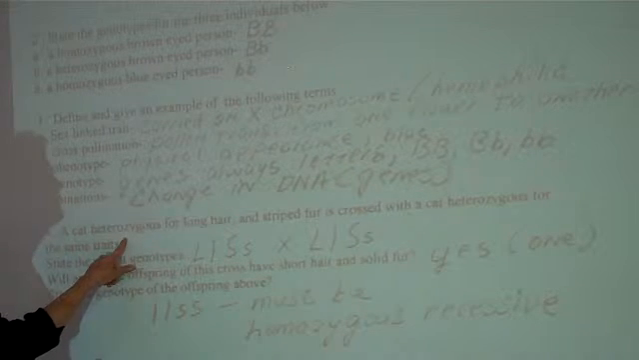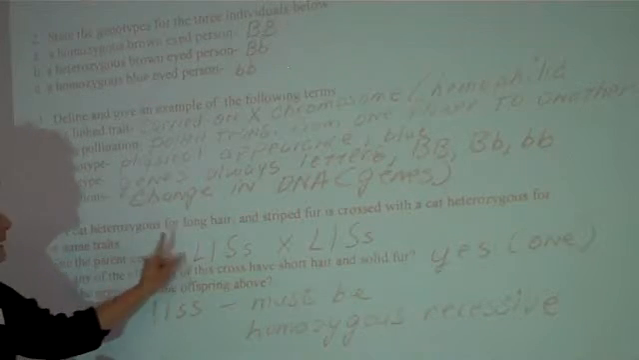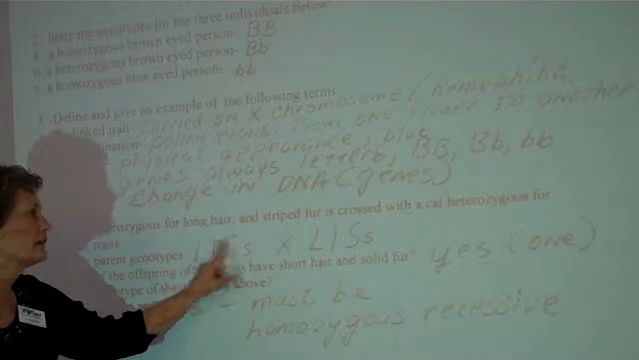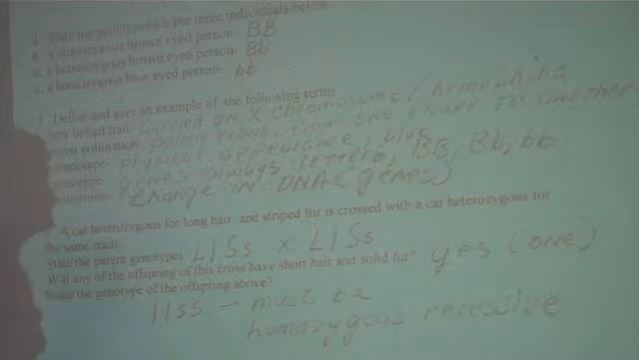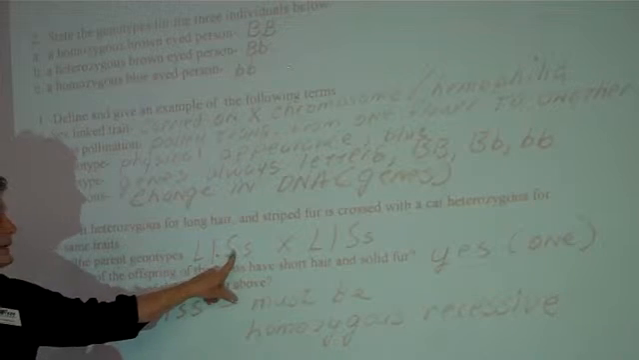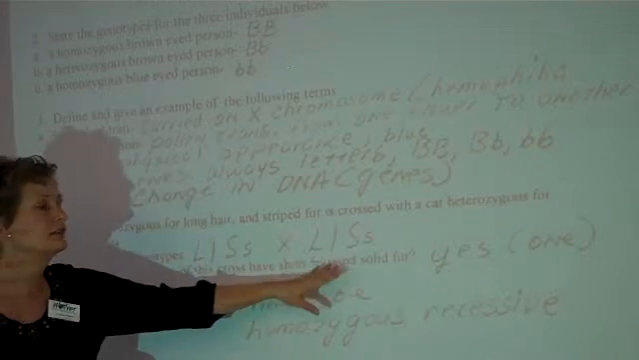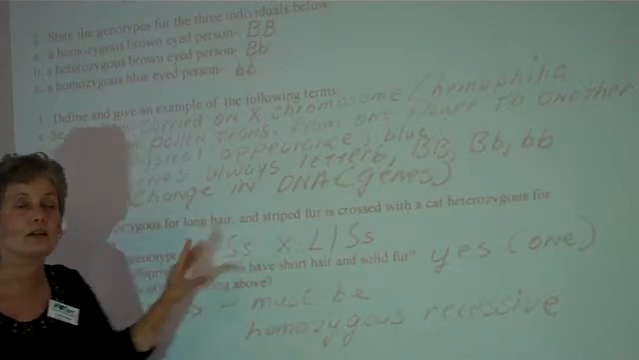Problem 4. A cat, heterozygous for long hair and striped fur, is crossed with a cat, heterozygous for the same traits. Most important word, heterozygous. That means both of these parents are going to have a dominant allele and a recessive allele. They will be the same, heterozygous. Parent genotypes: big L, little l for long, big S, little s for striped fur. Big L, little l, big L, little l. Big S, little s. Both parents heterozygous for each of those traits.